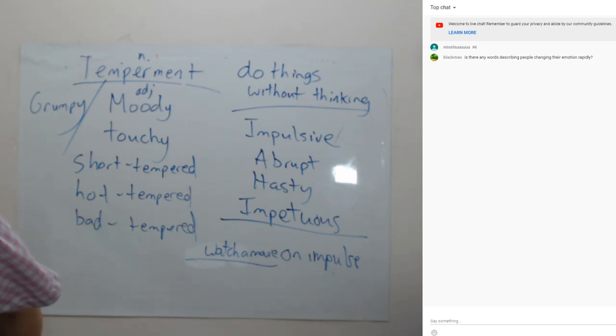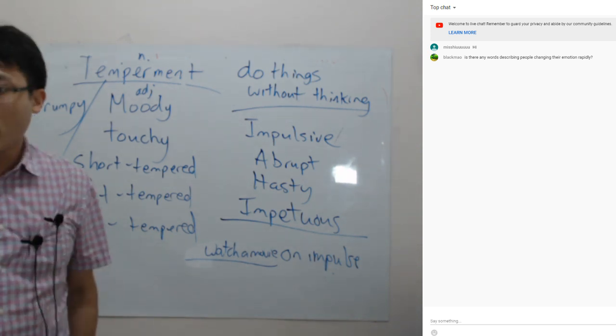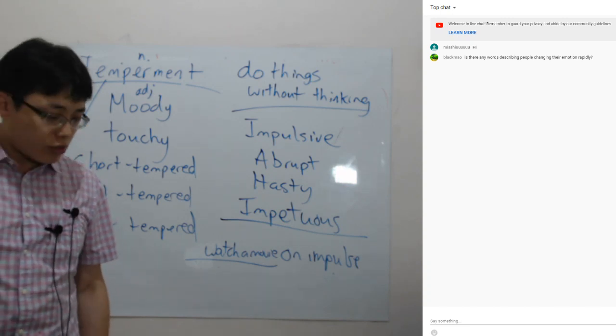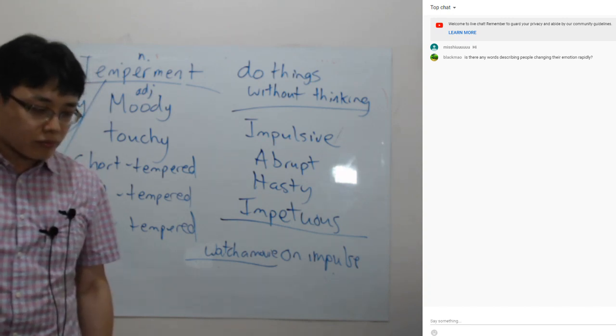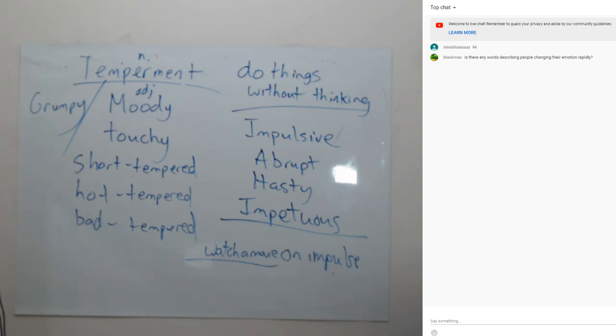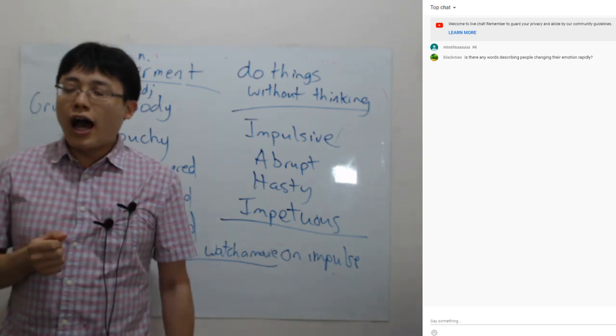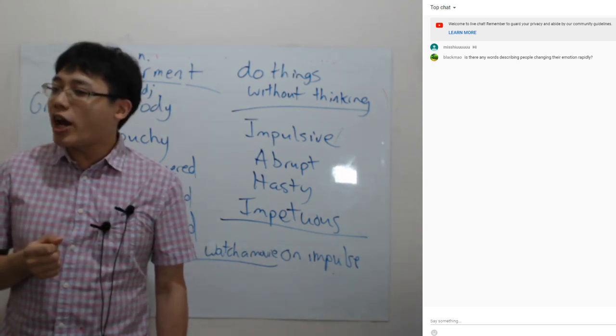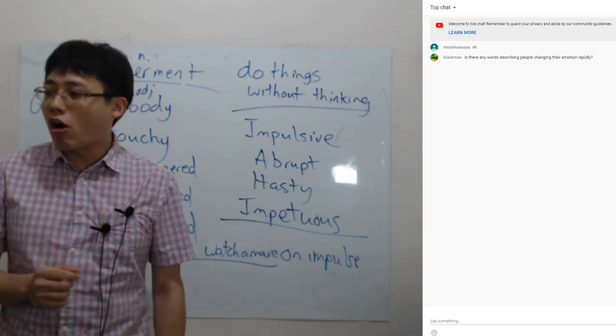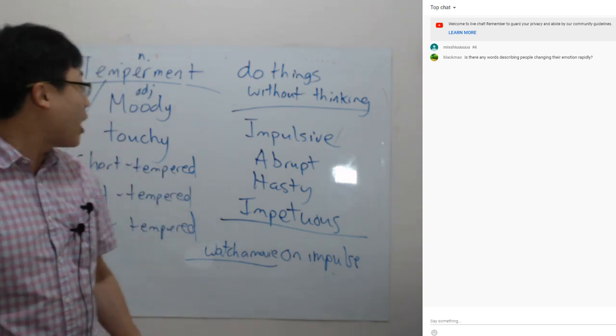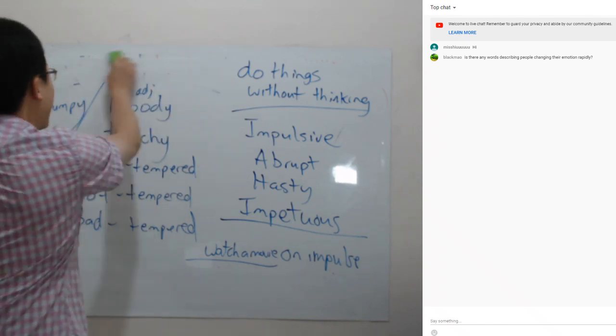Got a question here. Are there any words describing people changing their emotion rapidly? I can't think of any right now. The ones that I can think of are medical words. So I will give you an example.